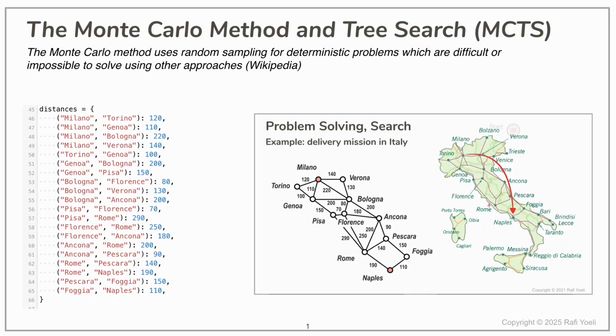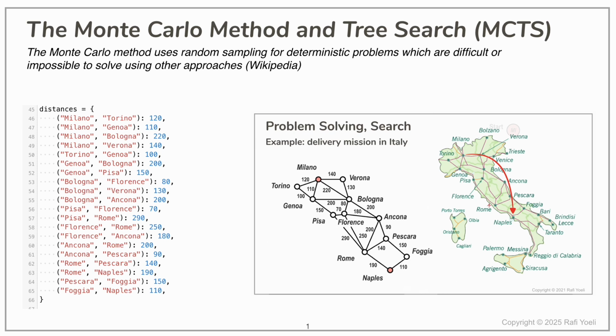Welcome to our discussion on Monte Carlo tree search. As mentioned in our previous lecture on search algorithms, where we covered depth first, breadth first, uniform cost, greedy, and A-star searches, today we'll explore how a special variant of the Monte Carlo tree search algorithm, in short, MCTS, can help us find the best route from Milan to Naples in Italy.